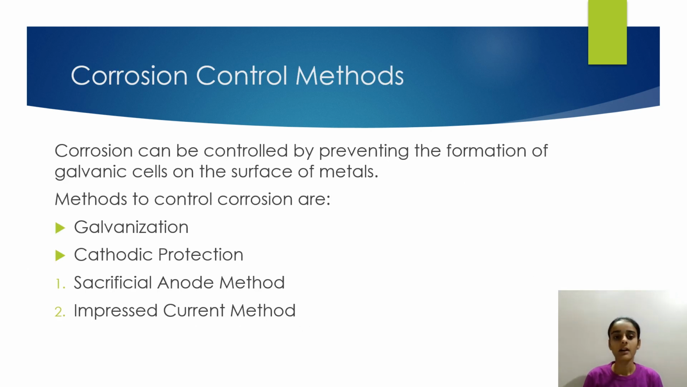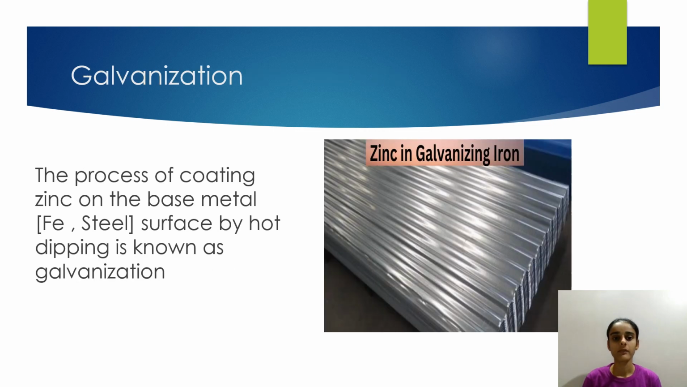Corrosion control methods. Corrosion can be controlled by preventing formation of galvanic cells on the metal surface. Methods to control corrosion are galvanization, cathodic protection, sacrificial anode method, and impressed current method.